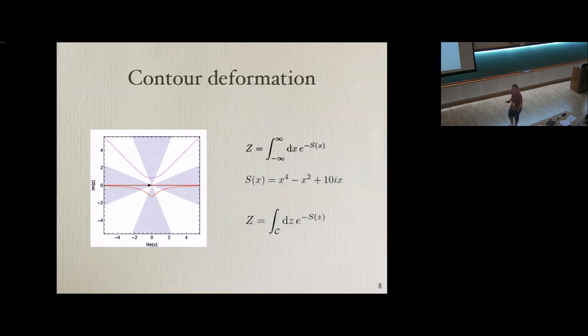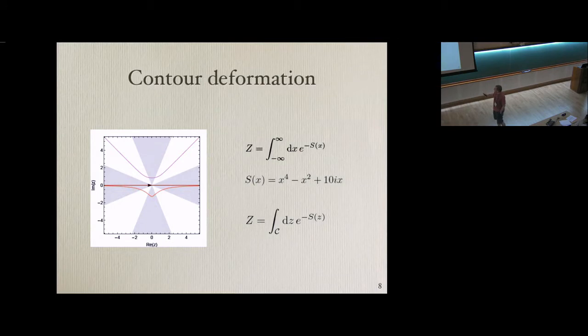You promote the variable that you integrate over to a complex variable, and then, instead of integrating over the real axis, you could in principle integrate over any other contour that satisfies a couple of conditions. First of all, you have to make sure that this deformation of the contour doesn't cross a singularity. That's not a problem with this type of action because they don't have any singularity, so you can, in principle, deform at will. The other condition is that you don't go into an area where the integration becomes ill-defined. For example, here the action is controlled by this quartic term at large x, and if you go into the complex plane, the integral is only well-defined as long as the contour stays in this gray area.